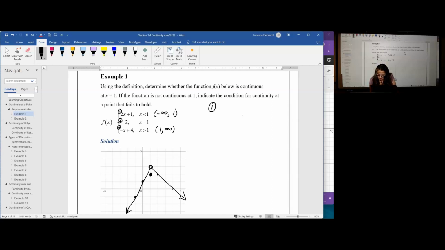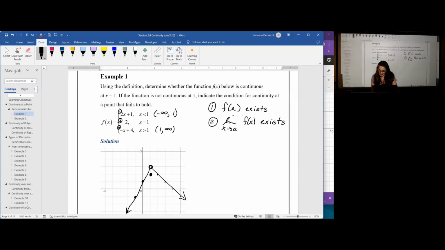Let's write down our conditions for continuity. 1, f of a exists. 2, the limit as x gets close to a of the function f of x equals L, or you can write the word exists. Because I didn't put the one-sided notation, this is the two-sided limit. Both of these conditions are met.